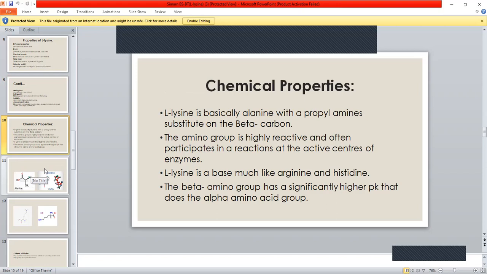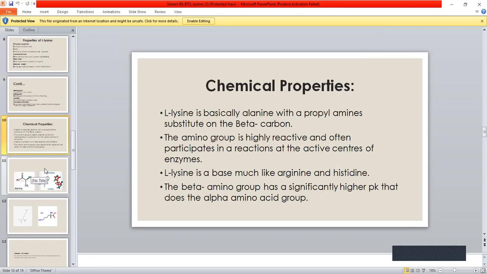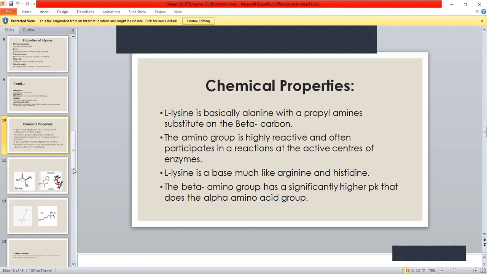Now comes chemical properties of L-lysine. L-lysine is basically alanine with a propylamine substitute on the beta carbon. The amino group is highly reactive and often participates in reactions at the active centers of enzymes. L-lysine's amino group is highly reactive and it participates in enzyme activities, like those that break down our RNAs, etc.